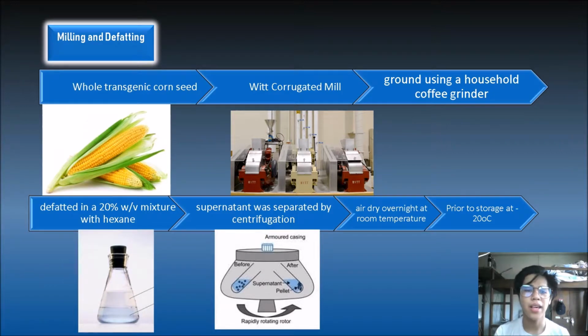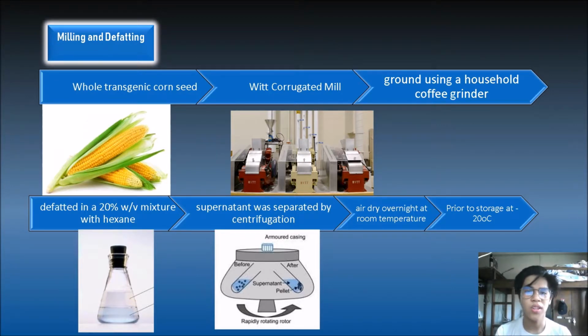For the milling and defatting, the whole transgenic corn containing rCL alpha 1 was cracked and milled using a corrugated mill with a slot setting for grit particles less than 0.021 inches. The grits were ground using a household coffee grinder into a fine powder.